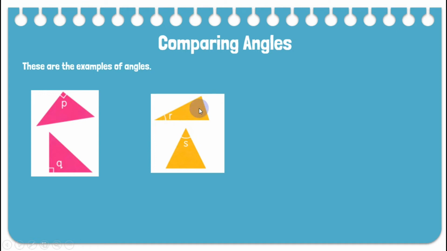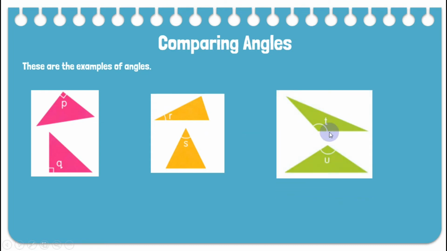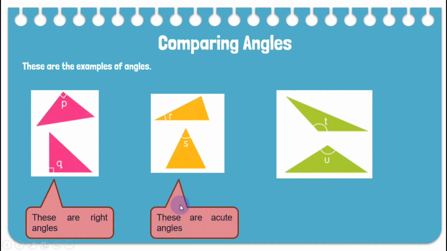Can you guess the example of R and S? How about T and U? P and Q, right angles. R and S, acute angles. T and U, obtuse angles.